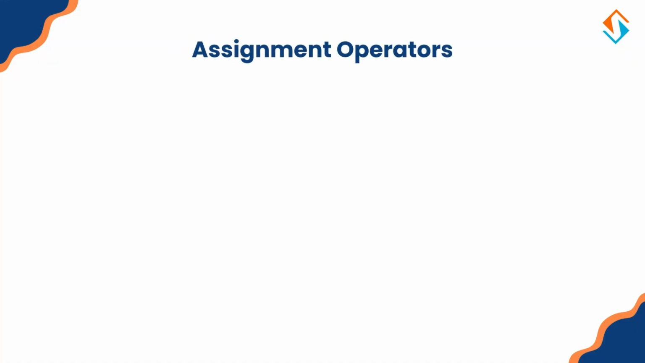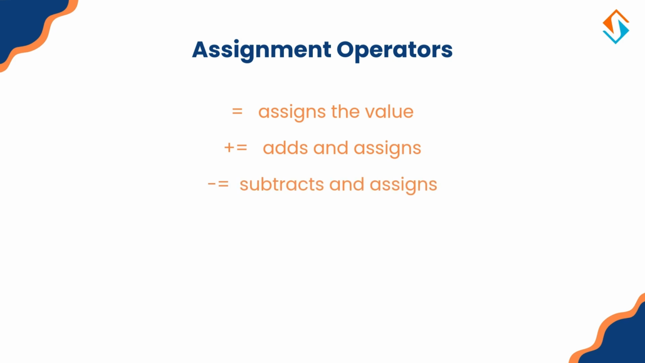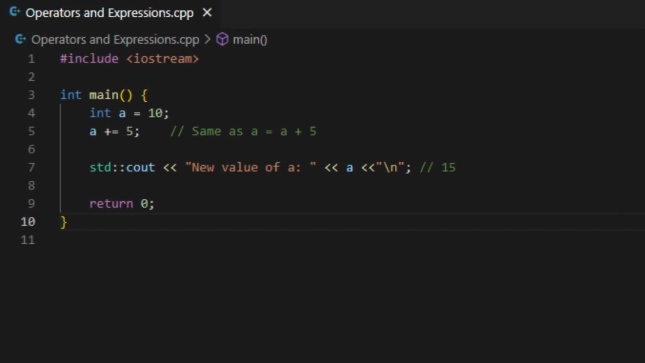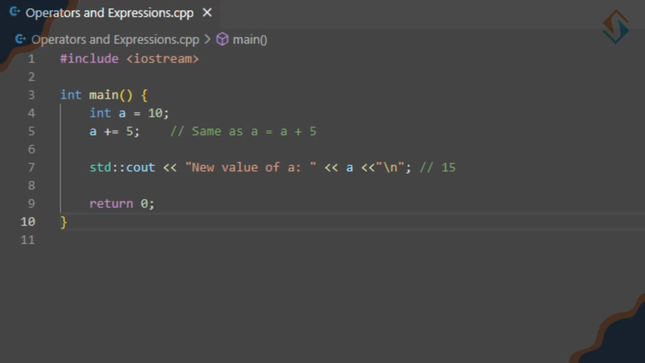Fourth is assignment operators. Assignment operators assign values to variables. The most common one is equals to, but there are shortcuts. Plus equals to adds and assigns. Minus equals to subtracts and assigns. Multiply equals to multiplies and assigns. Divide equals to divides and assigns. Here's an example. These save you time and make your code cleaner.